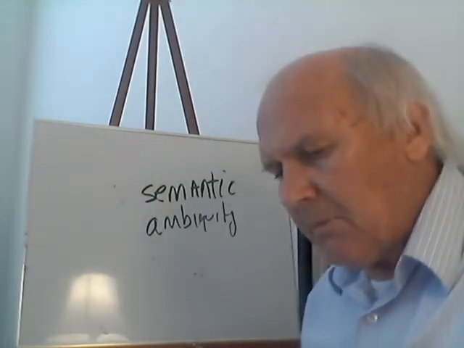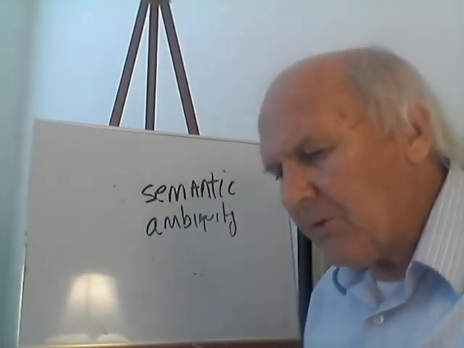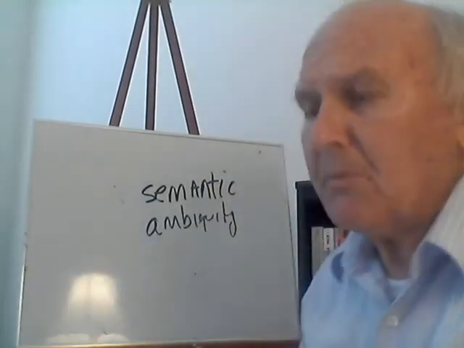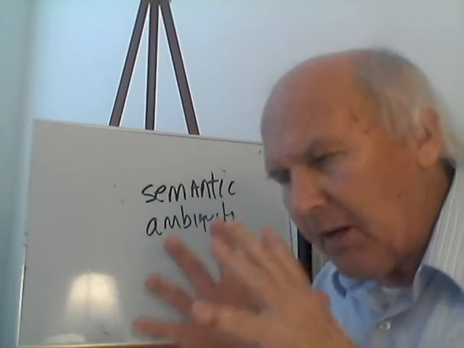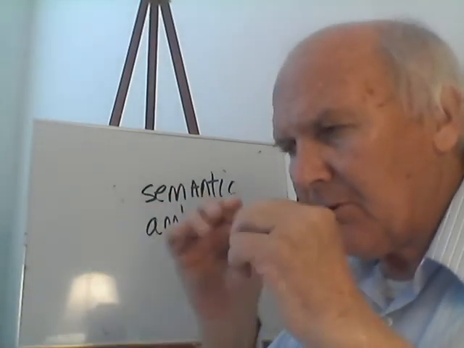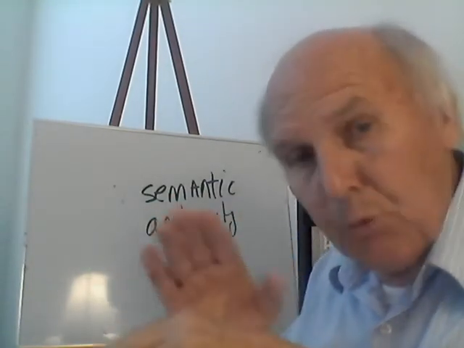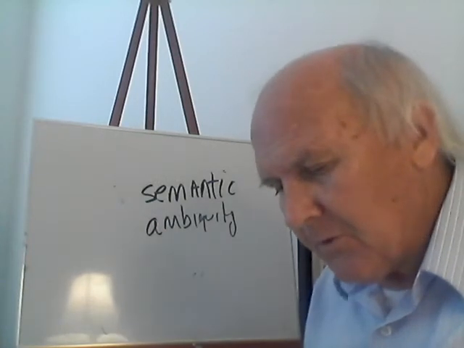Okay, now I want to talk about some examples of syntactic ambiguity. I think these are the most interesting. Syntactic ambiguity means that the ambiguity arises from the structure of the sentence itself. It's poorly written. So I'll give you some examples.